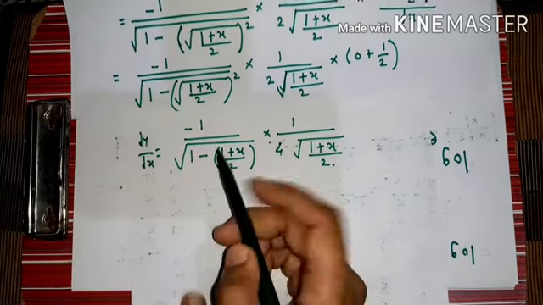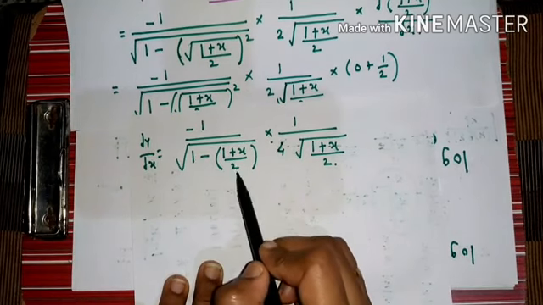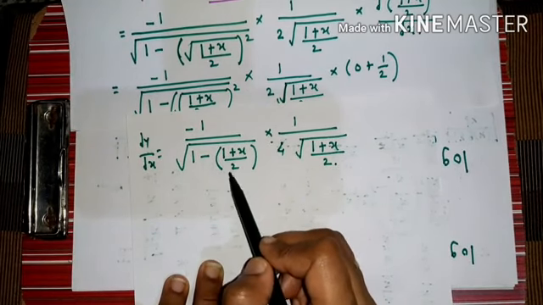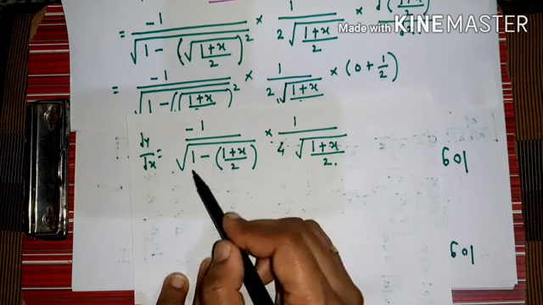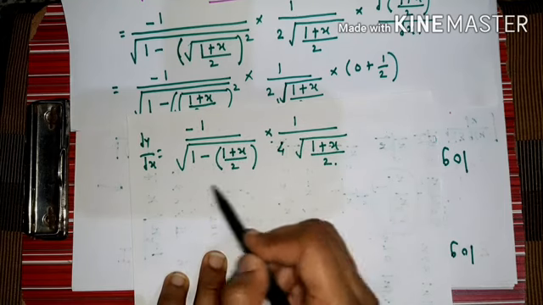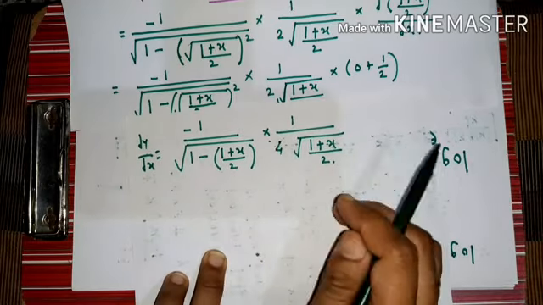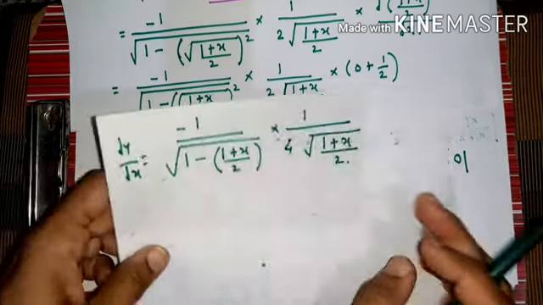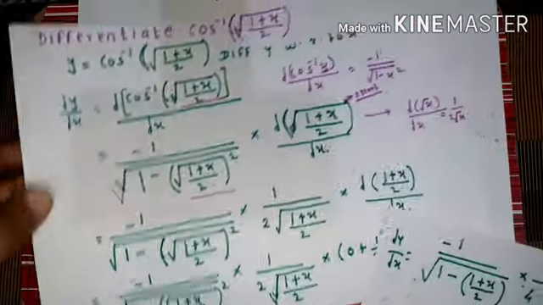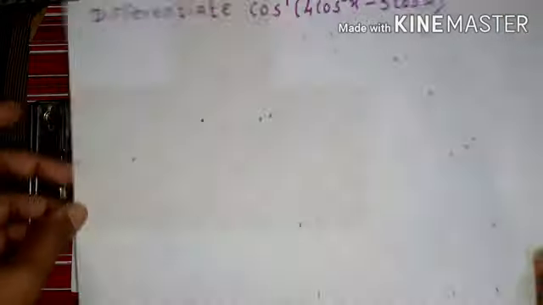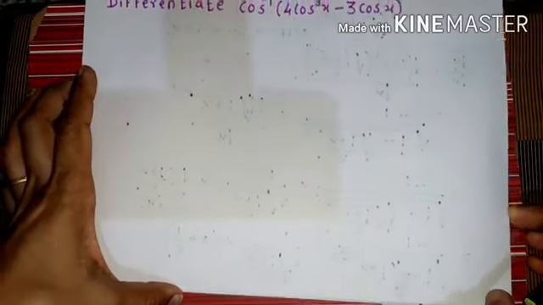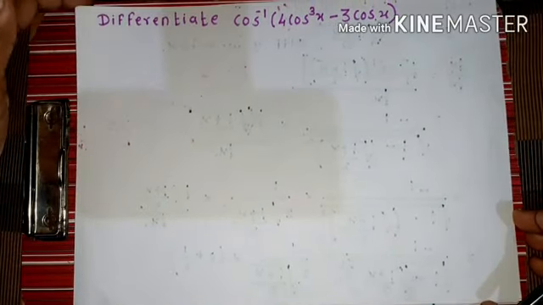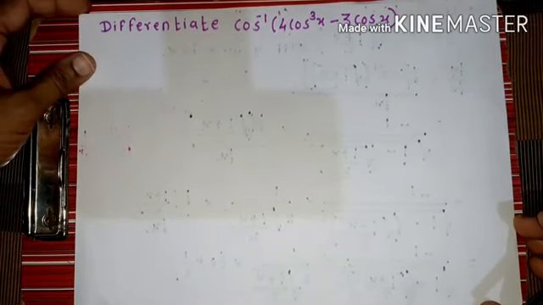And we can calculate this much also, that is 1 minus 1 by 2 minus x by 2, that is 1 minus x. This is equal to 1 minus x upon 2, and we can simplify the term. Okay, hence the problem. Now, by using the inverse trigonometric function, we can differentiate the function in this way.